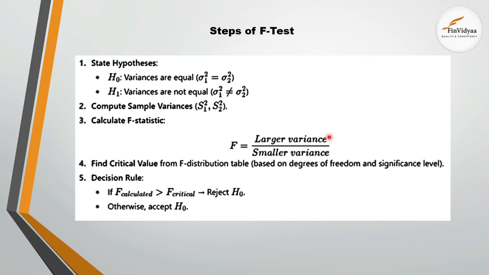Now coming to the fifth step, that is the decision rule. If the F calculated value is greater than the F critical value, we reject the null hypothesis and accept the alternate hypothesis. What do the F calculated and F critical values mean? The F calculated value is the value which you have calculated, and the F critical value is the value which you got from the table by comparing your degrees of freedom and significance level. So if your calculated value is greater, we reject H0, the null hypothesis, and accept the alternate hypothesis. Otherwise, if the F critical value is greater than the F calculated value, we accept the null hypothesis.